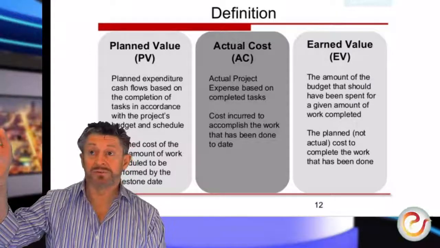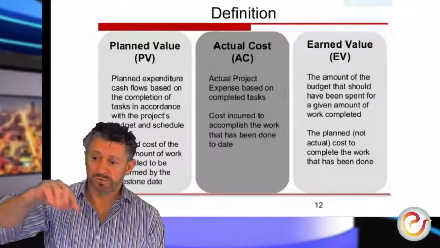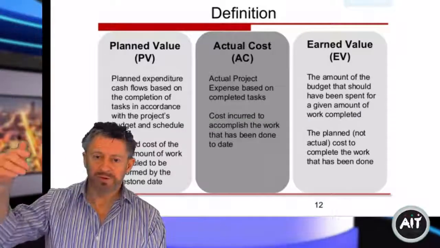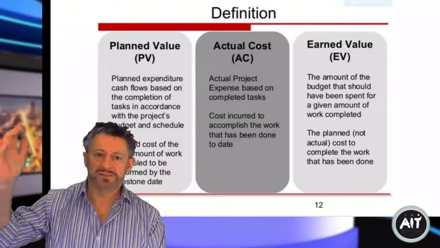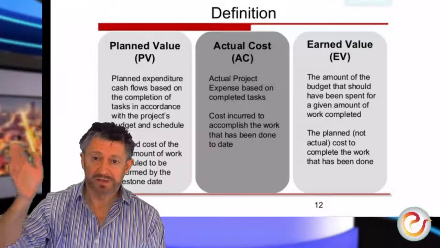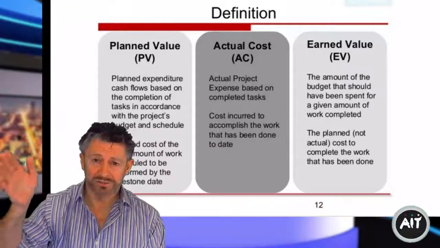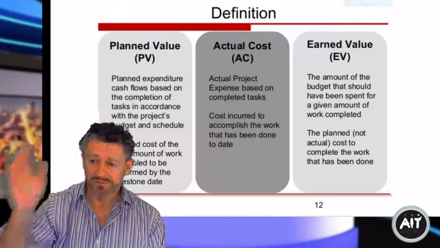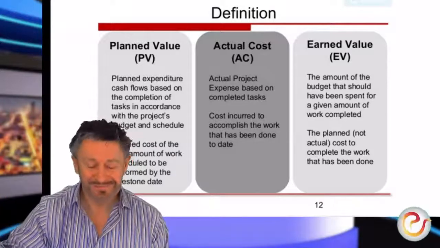So this project has to be finished in 4 months' time. Do all these activities, multiply them, and it'll cost us €150,000. That's your planned value. I'm expecting at the cost of €150,000 in 4 months' time to have produced this house.